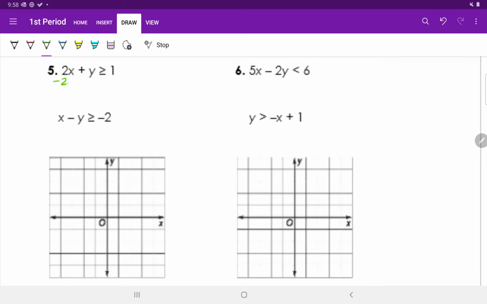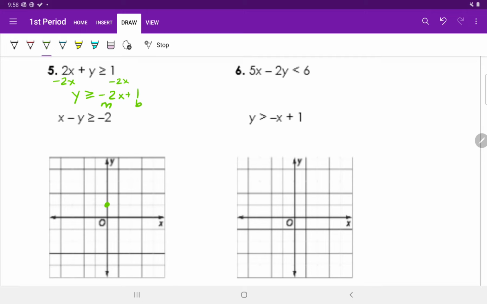To do so, we need to move the 2x to the other side. So I'm going to subtract 2x from both sides. That will leave us with y is greater than or equal to -2x plus 1. Well, here's our m and here's our b. Let's draw our boundary line.